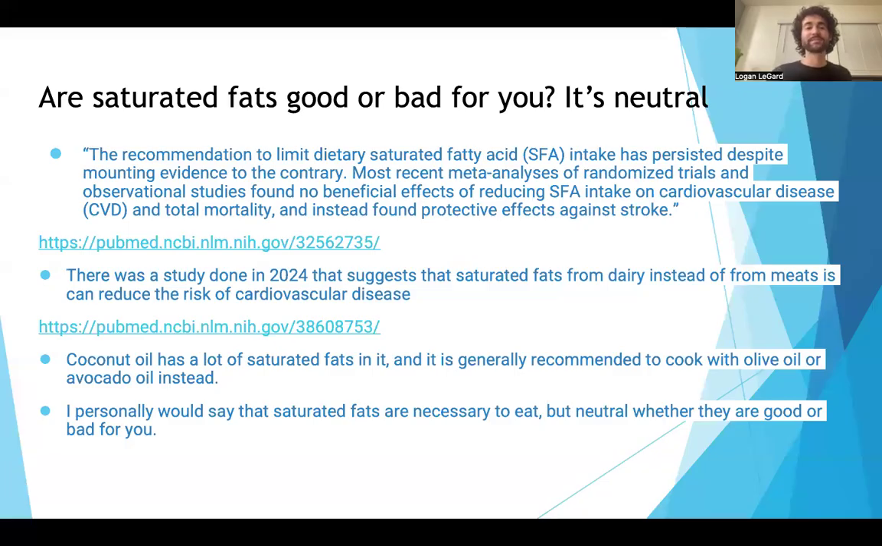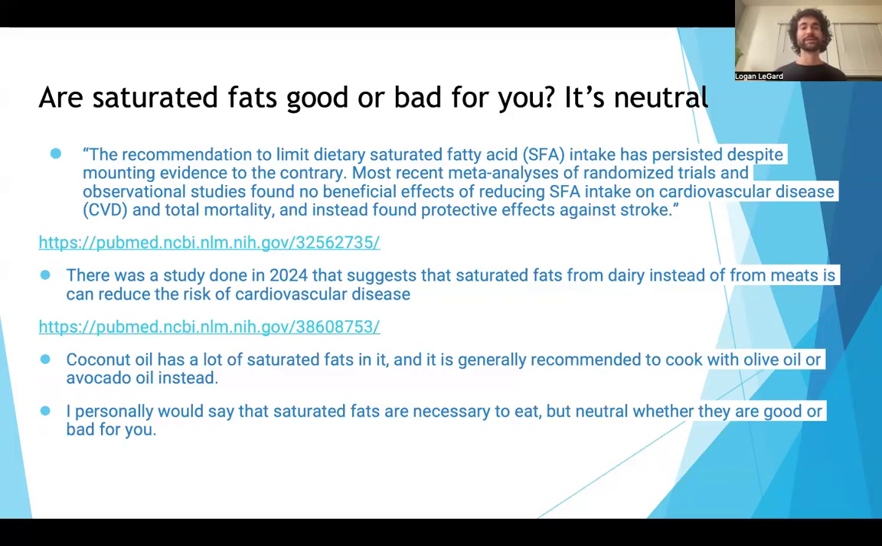If the participants ask you, are saturated fats good or bad for you, my take would be that it's neutral. It used to be thought, and what I learned in college, was that saturated fats are bad for you. But some recent studies show that they might be neutral, or they might be good for you. Here is a quote from one study that I found, and there are links here if you want to click on them and read the studies.